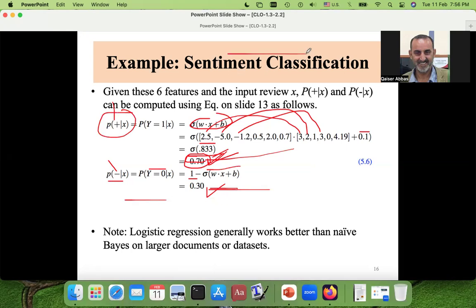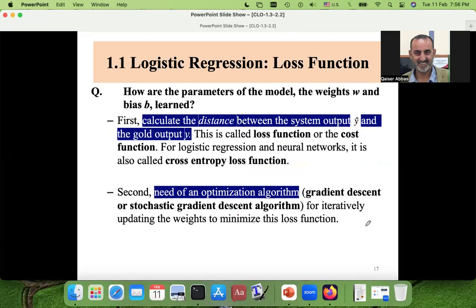You have seen it theoretically. One other thing is, if your data set is large, then logistic regression will work better than naive Bayes classification. But now mostly people are using neural networks for everything.